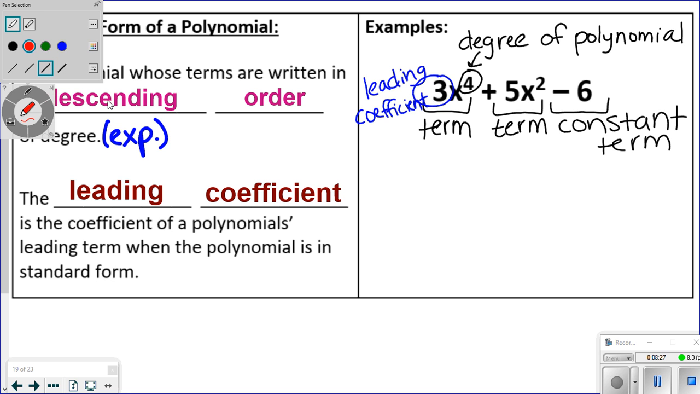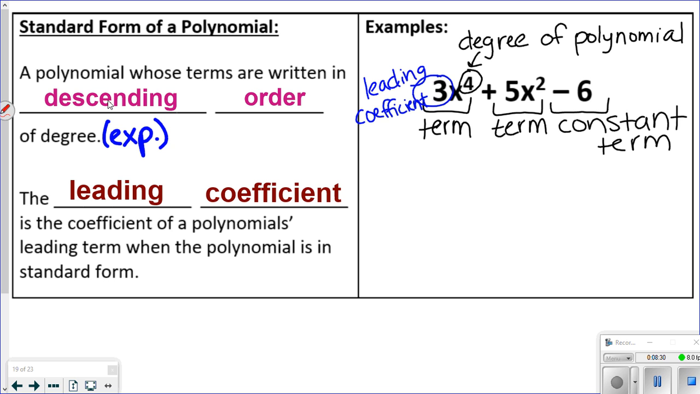So here's what I want. Underneath this, I'm going to give you a polynomial that is not in standard form. And I want you to rearrange these terms. There's 1, 2, 3, 4 of them. I want you to rearrange them so that they're in standard form. Remember, largest to smallest.